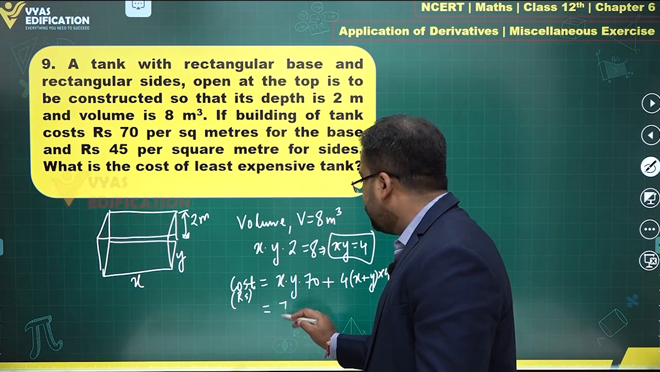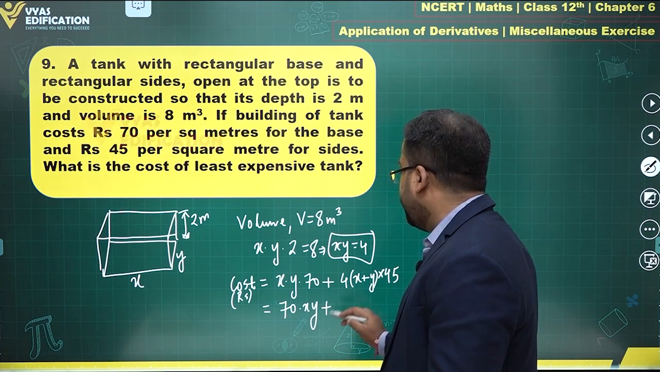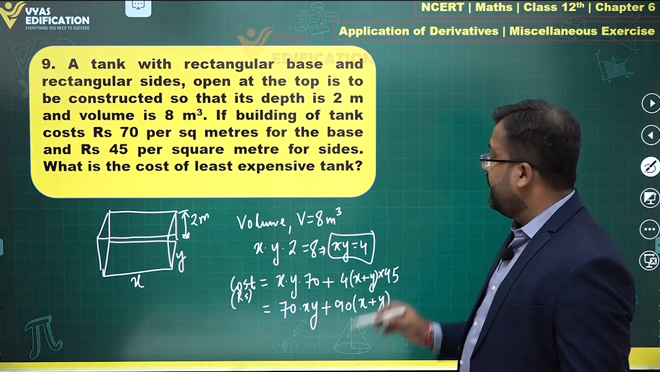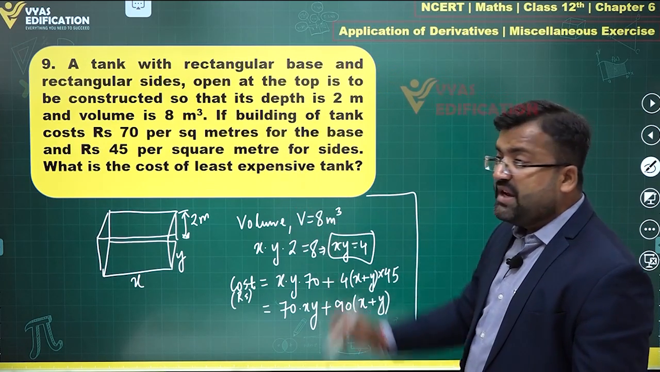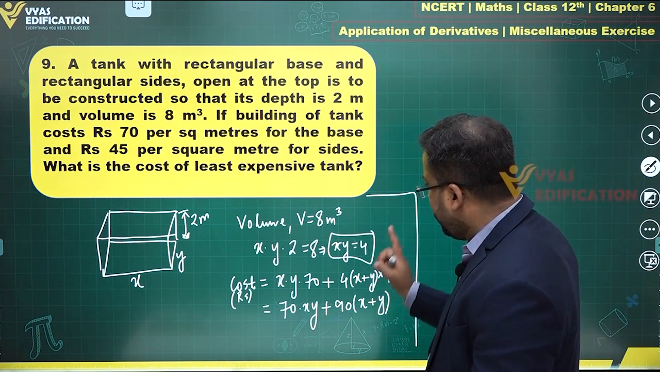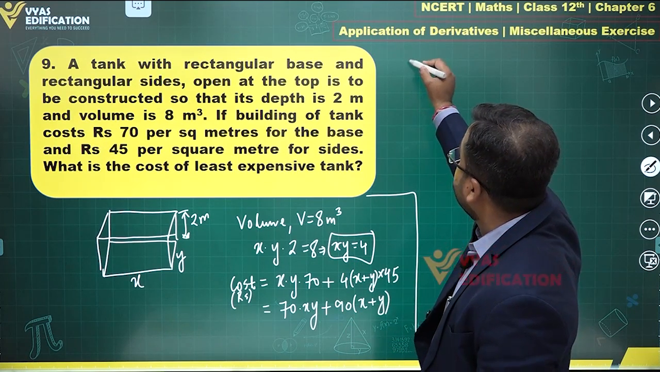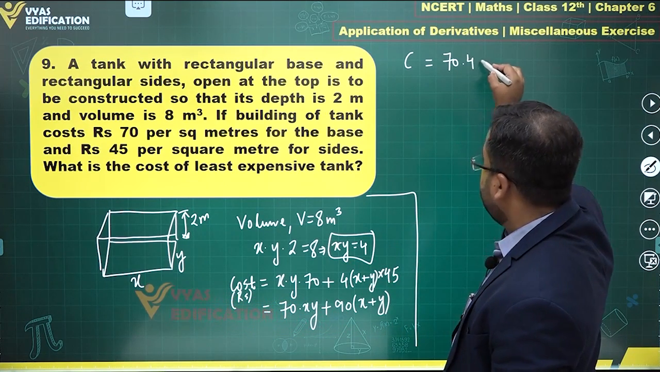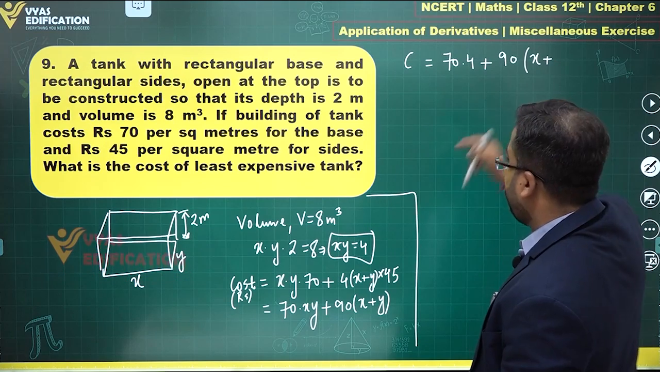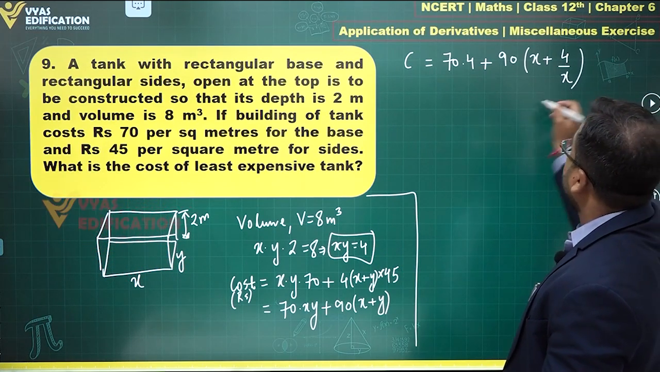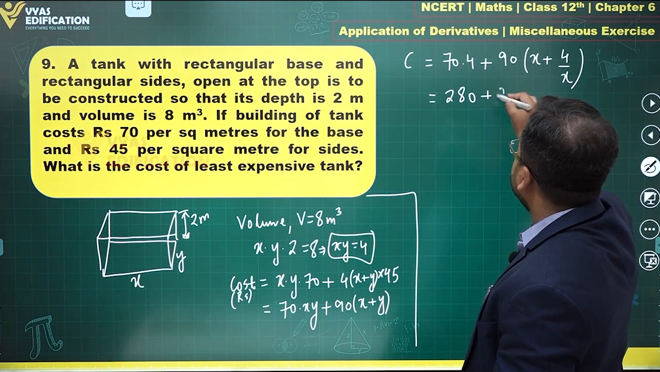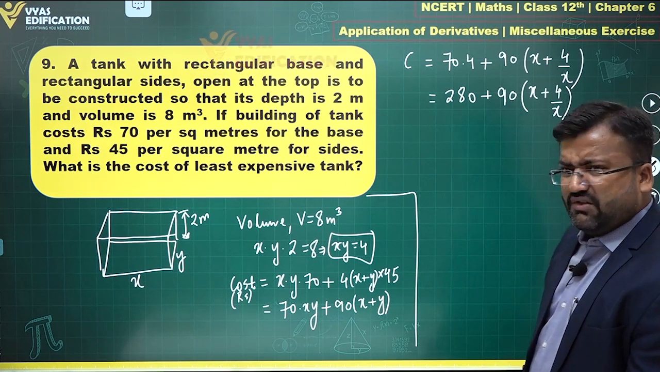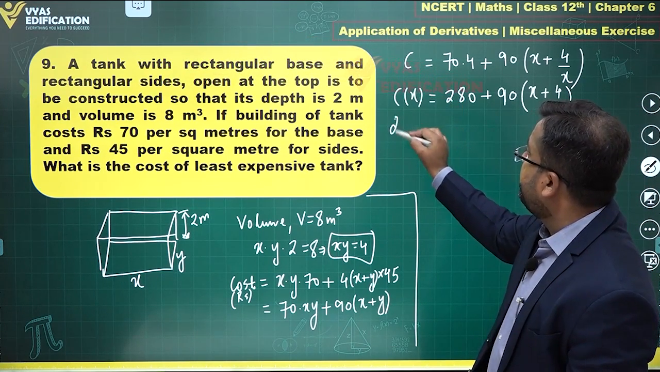So this tells me that 70 times xy plus 90 times x plus y is the cost that we are interested in, and we are supposed to minimize this cost. There are two variables involved. We can eliminate one of the variables with the help of this result. Cost is equal to 70 times xy. What is xy? It is 4. Plus 90 times x plus y, which is x plus 4 upon x. This is 280 plus 90 times x plus 4 upon x. Once you have this cost in terms of x, I can differentiate.